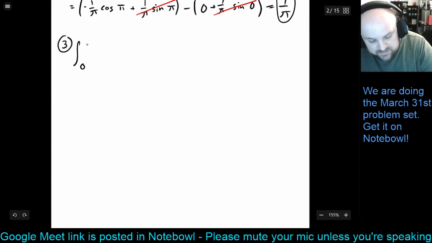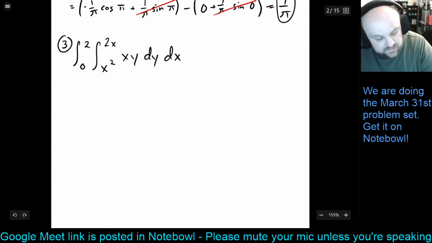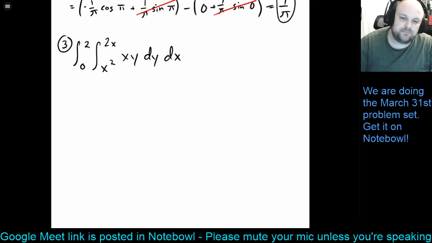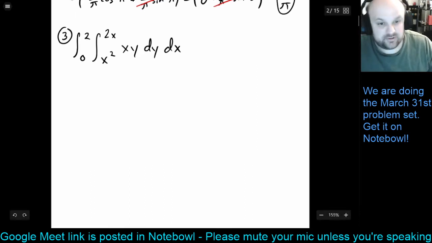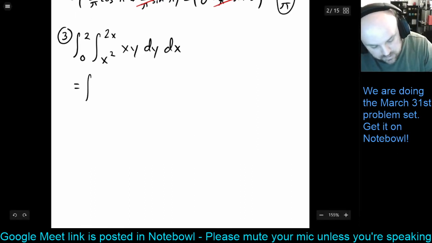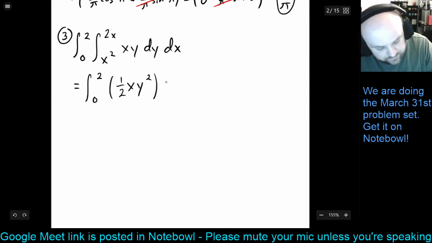So we want to integrate from 0 to 2, from x squared to 2x of xy dy dx. So when we're doing these integrals that have functions in the bounds, literally nothing changes. We do the exact same thing. Same process. So let's go ahead and try that out. So integrate from 0 to 2. We're integrating y first here. So this will be 1/2 xy squared from x squared to 2x dx.